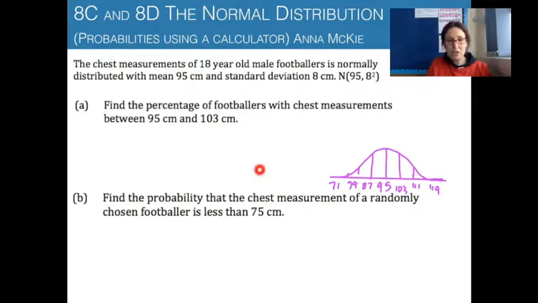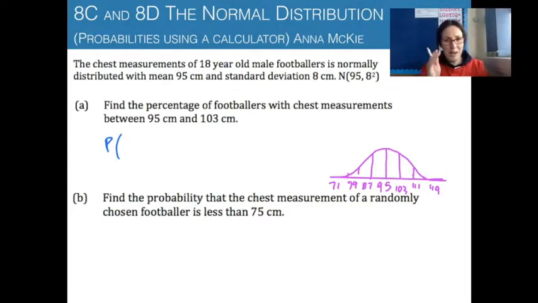Now, some of the questions that you'll do will fall exactly on those standard deviations. And on those times, you're welcome to use those percentages that you saw in that graph on the previous slide. So let's see for this first one, 95 and 103. Are they on there? Yes, they are. So if you look back at that previous picture, what was the percentage in there? 34.13%.